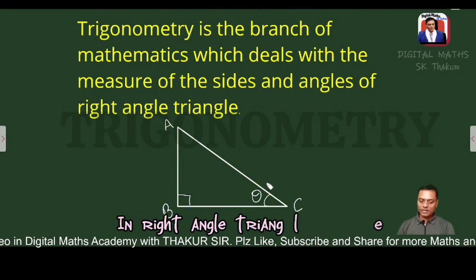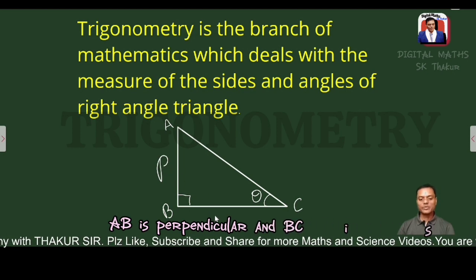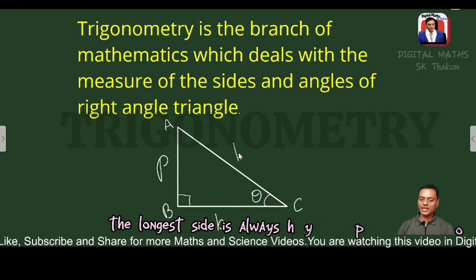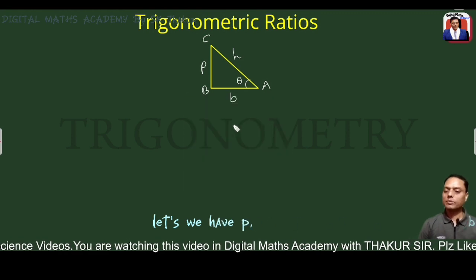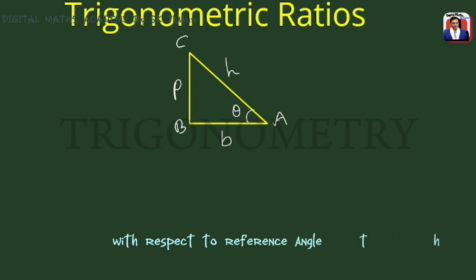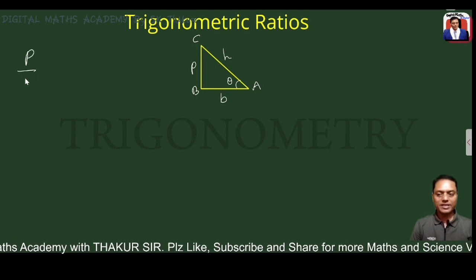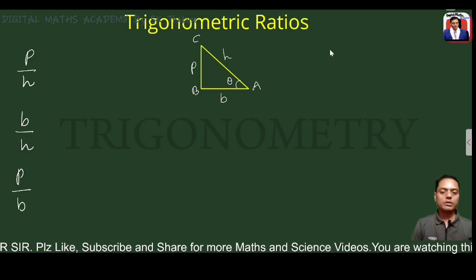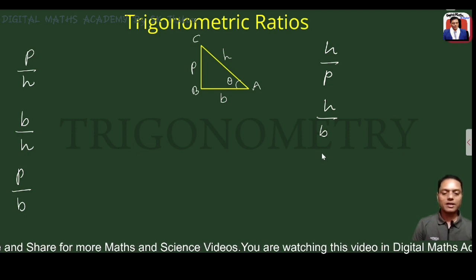In a right angle triangle ABC, with respect to the reference angle theta, AB is the perpendicular, BC is the base, and AC, opposite to 90 degrees, the longest side, is always the hypotenuse. Now, trigonometric ratios. Let P, B and H be the sides of a right angle triangle with respect to a reference angle theta. Then we can write 6 ratios: P by H, B by H, P by B, H by P, H by B, and the last one, B by P.